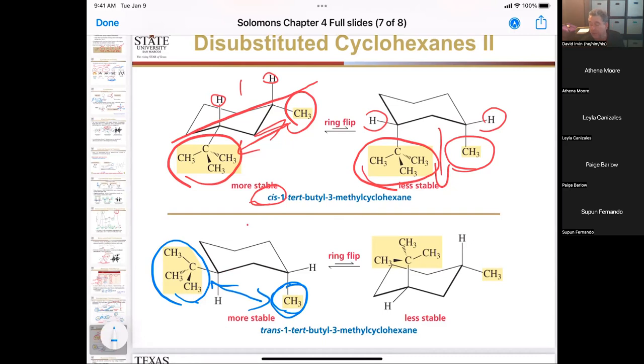Okay. Now, if we were to go from chair one to chair two, we would end up with the formerly equatorial T-butyl group being axial, and that's less stable. Even though the methyl group here is now in the more stable equatorial position, the T-butyl group is bigger, which means we're going to be favoring the T-butyl group on the equatorial position. All right, questions on that?